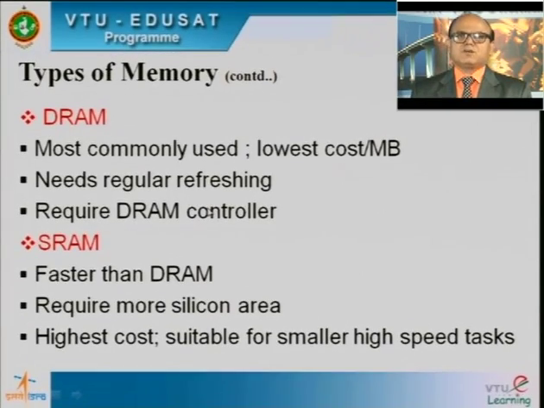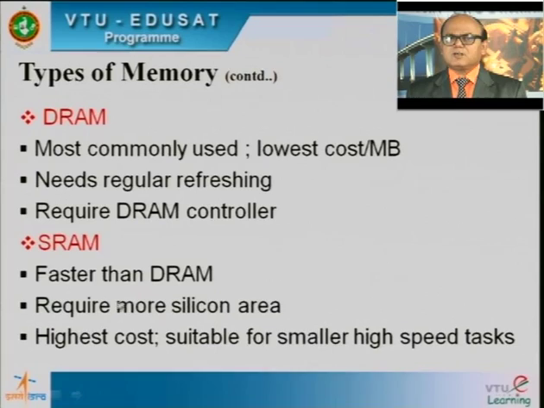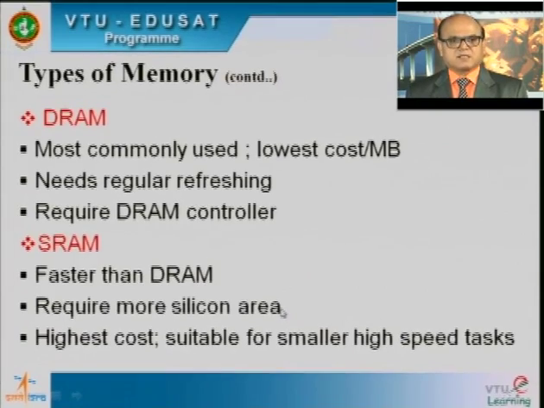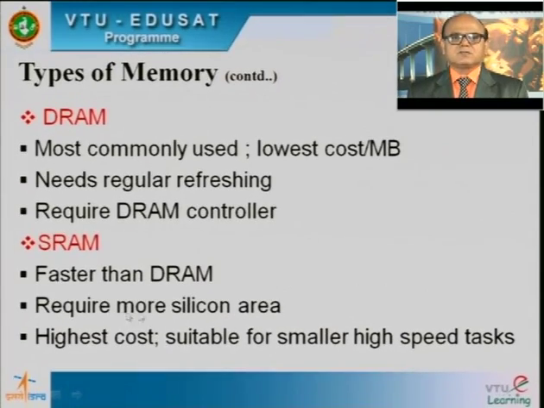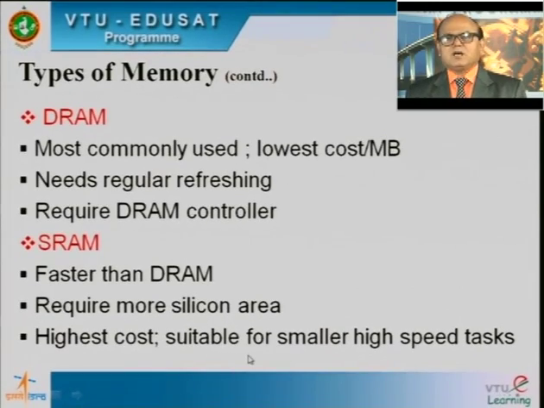The next version of the RAM we have is SRAM, static RAM. The static RAM is faster than DRAM, and it requires more silicon area. That means the hardware required is more. Each cell of the SRAM takes more transistors compared to the other RAMs. That's why it requires more silicon area, and since it is faster, naturally the cost is higher, and it is suitable for high speed tasks.